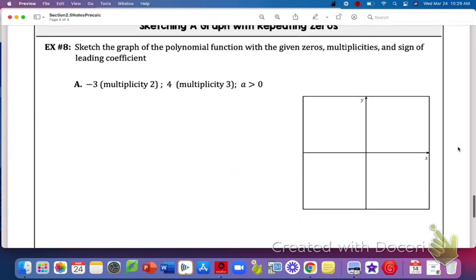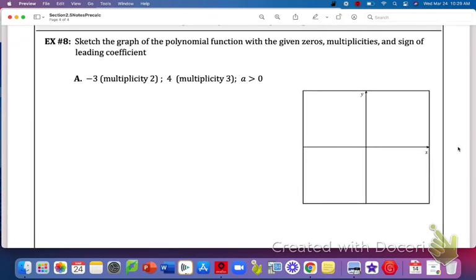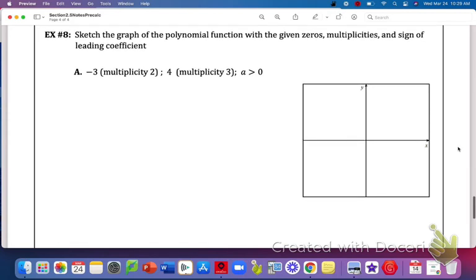All right, last page. Sketching a graph with repeating zeros. So now we're going to get into sketching a graph of the polynomial function with the given zeros, multiplicities, and sign of the leading coefficient. So we have a zero of negative 3 with a multiplicity of 2, so that would look something like x plus 3 squared. And then we have a zero of 4, so x minus 4 with a multiplicity of 3. And it's telling us that our a is positive.